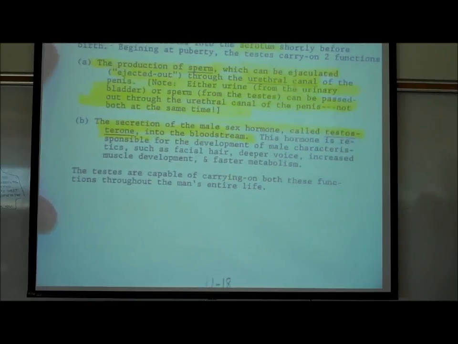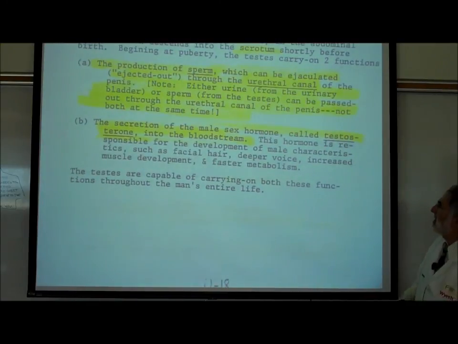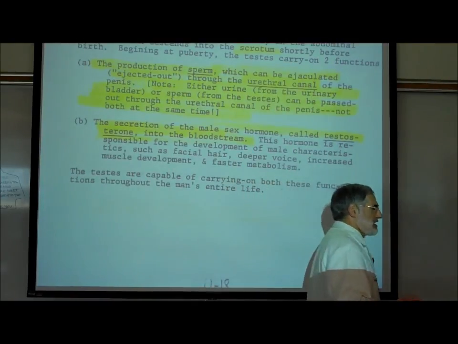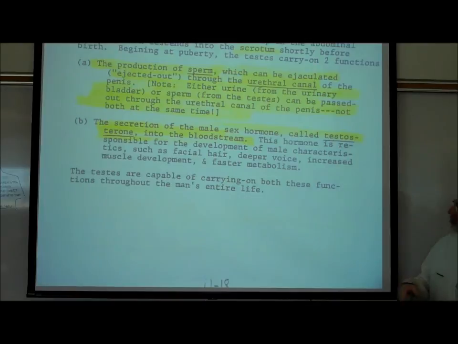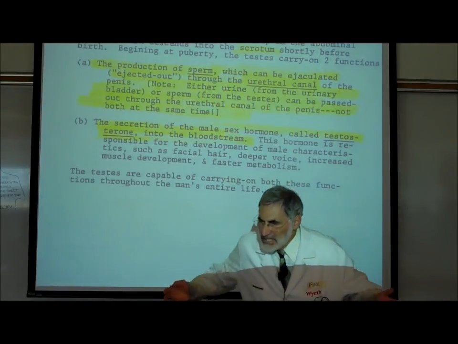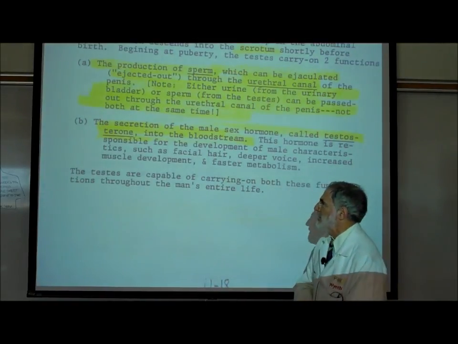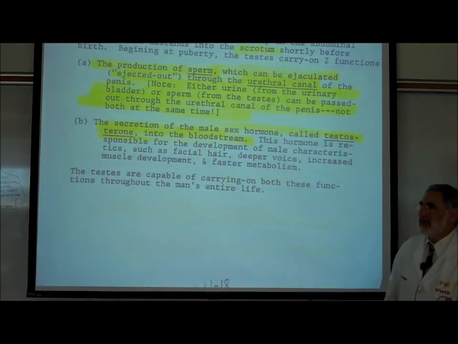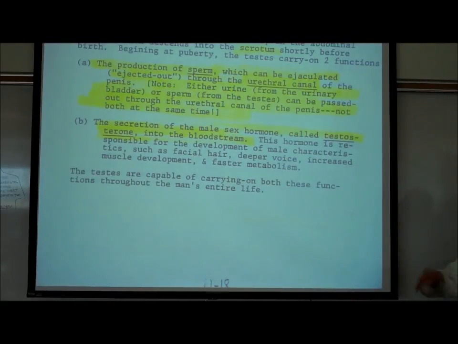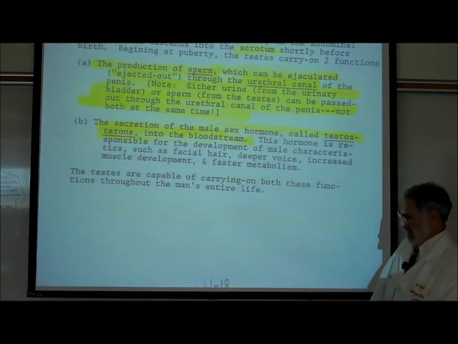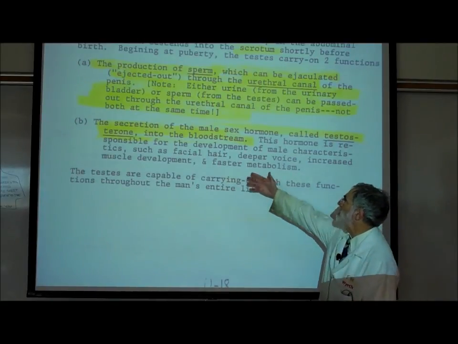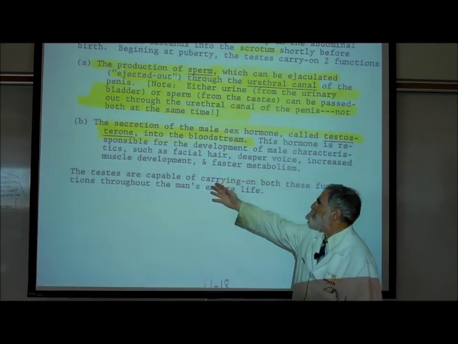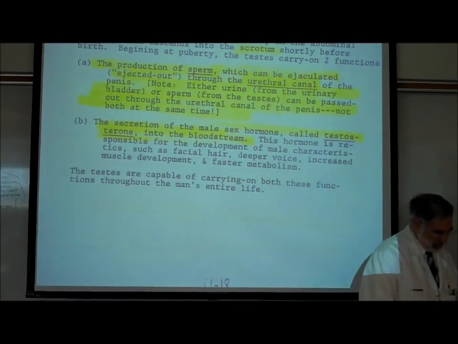Now, a second function of the testes is to secrete the male sex hormone into the bloodstream. Testosterone is the male sex hormone. Like any other hormone, it is produced and released into the bloodstream. I want to emphasize, testosterone doesn't come out the penis. Some people think testosterone comes out the penis. It's a hormone that circulates in the bloodstream, and that causes masculinization, which includes, among other things, growth of facial hair, deeper voice, increased muscle mass, and faster metabolism.